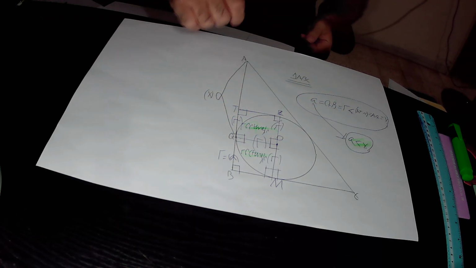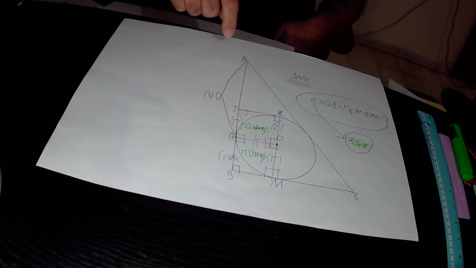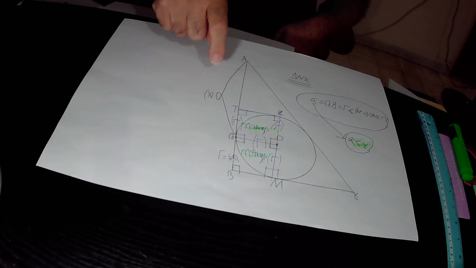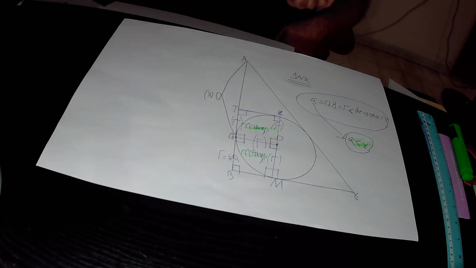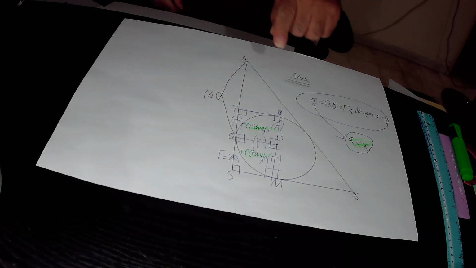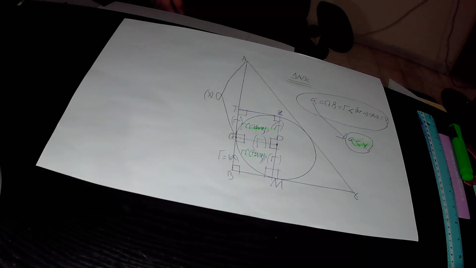In the next step, we did another construction: from side AB, we draw a tangent to the circle at point Z. We define the touching point of the tangent with side AB, this point is point T. So TZ is a tangent to the circle at point Z according to our construction.